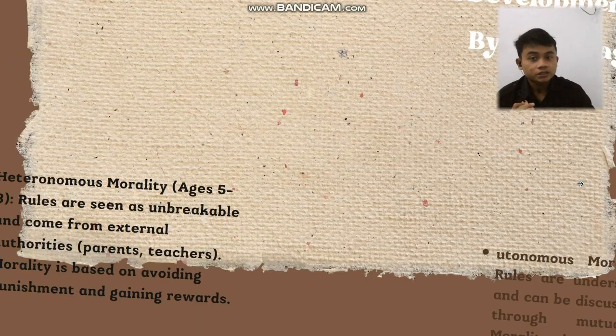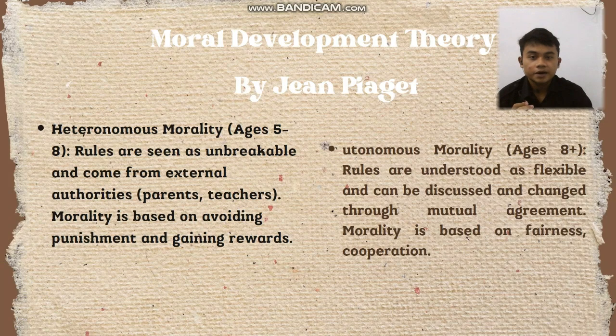We will be discussing moral development theory by Jean Piaget. Now, Jean Piaget actually developed it into two parts. The first is heteronomous morality, starting from the age of 5 until the age of 8, and the second one is autonomous morality, from the age of 8 until adulthood. Now then, what's the difference between these two theories that he brought up?